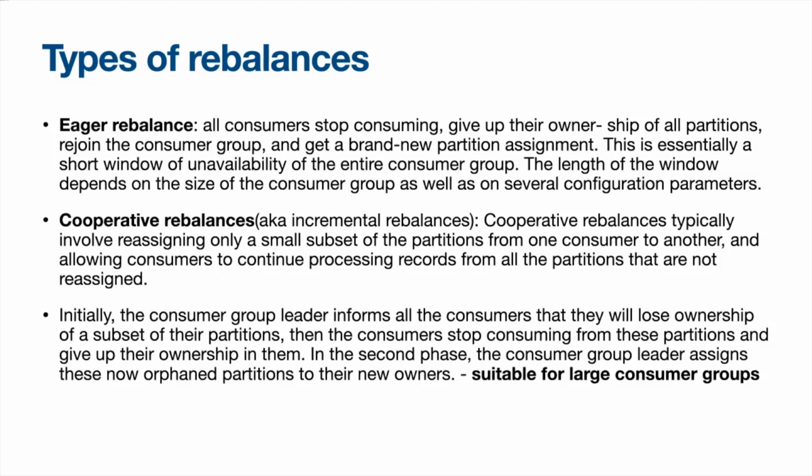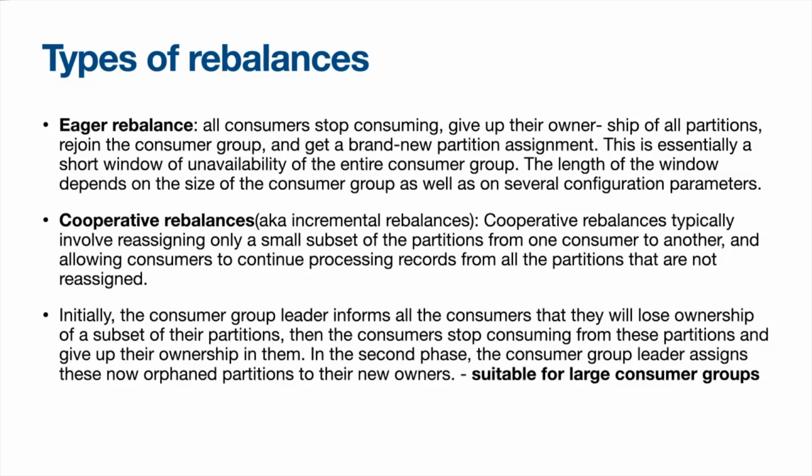In case the number of partitions is very large and the number of consumers is also very large in a consumer group, this won't be an ideal scenario because there are just too many partitions and a lot of incoming data is flowing. In that case, a short window of unavailability won't be feasible. In such a case, cooperative rebalances, also known as incremental rebalances, are the way to go. In cooperative rebalances, only a small subset of the partitions will be paused as they move from one consumer to another.